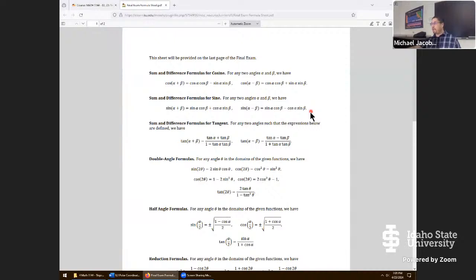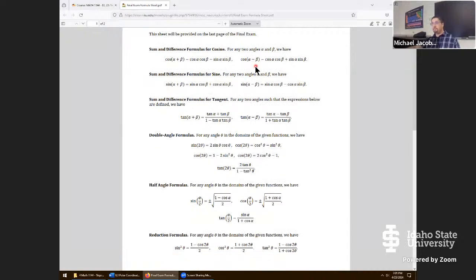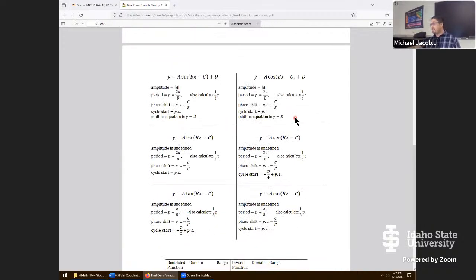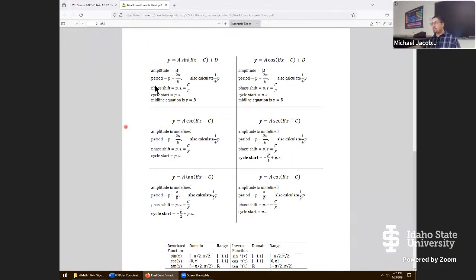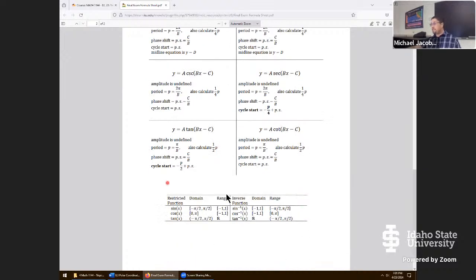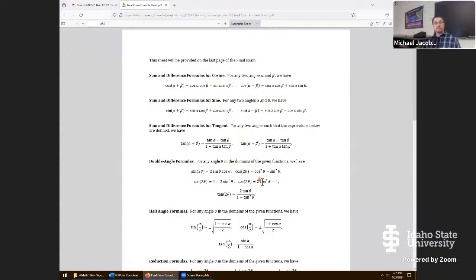So the first thing you'll notice on the first page of the last page of your final exam is you'll have the sum difference identities, double angle identities, reduction formula. This is essentially the same handout you got on exam 2. Then on the next page, there's going to be some plotting, so I felt like this handout from exam 1 is going to be really helpful. And this as well for dealing with inverse functions, which are always tricky. So both pages will be provided. You can tear it off just like before.